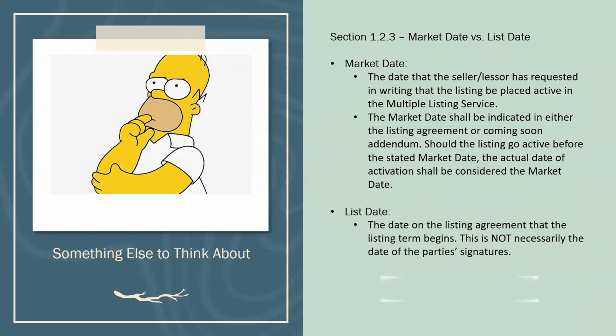The list date is the date of your listing agreement. So you can have all the signatures done on Monday, but if your listing agreement doesn't take effect until Friday, you don't have any authority to do any kind of marketing or anything with that listing until that listing agreement takes place.